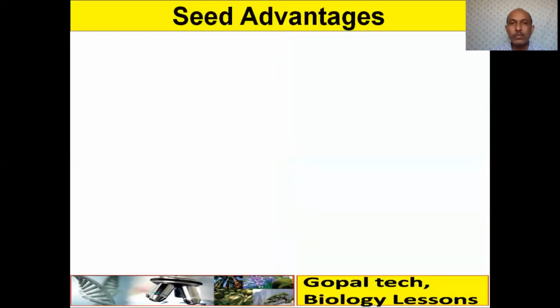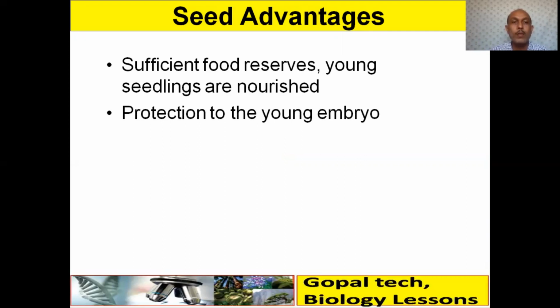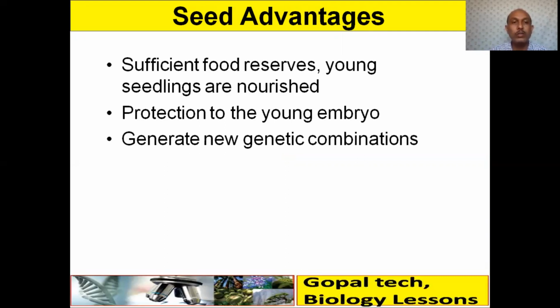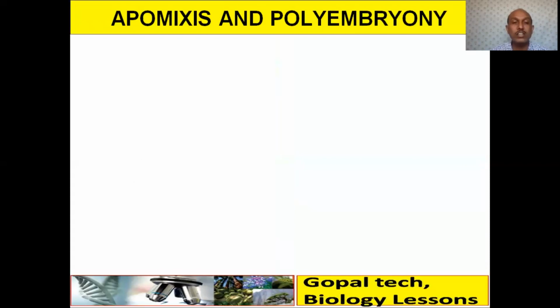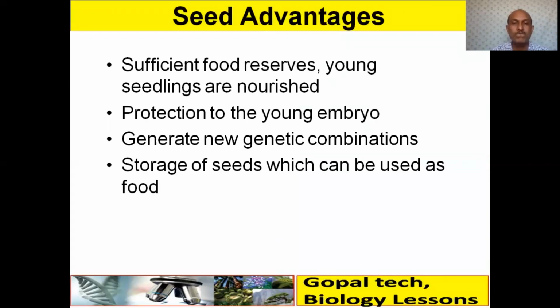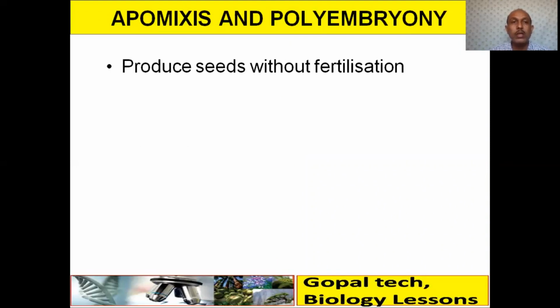Okay. Now, what are the advantages of seed? It stores sufficient food reserves. Young seedlings are nourished. Protection to the young embryo. Generate new genetic combinations, क्योंकि male और female का combination. Storage of seeds which can be used as food या future generation. Okay, ऐसा. Now, what is apomixis and polyembryony?